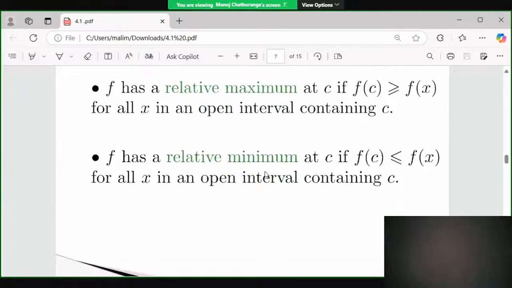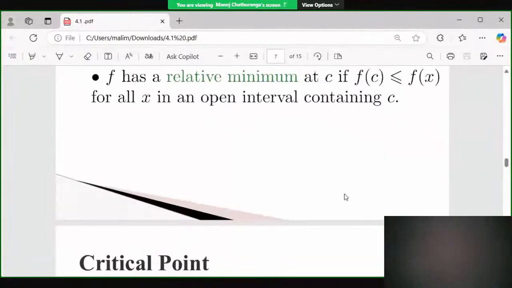Same thing is true for relative minima. Now instead of a mountain, you can think about a valley. f has a relative minimum at c if f(c) is smaller than or equal to f(x) for all x values in an open interval containing point c.